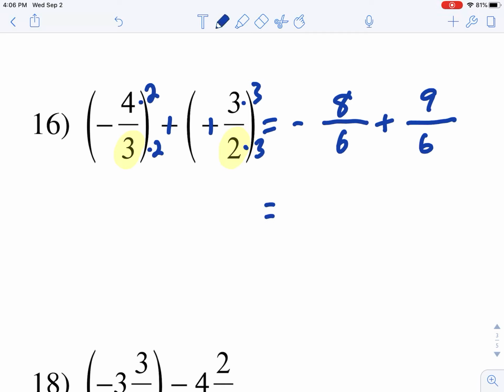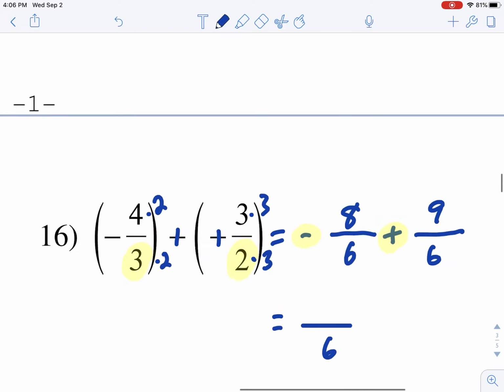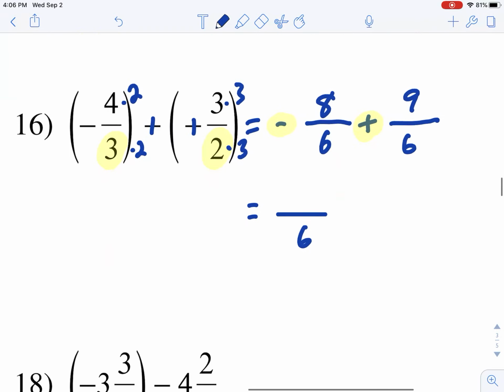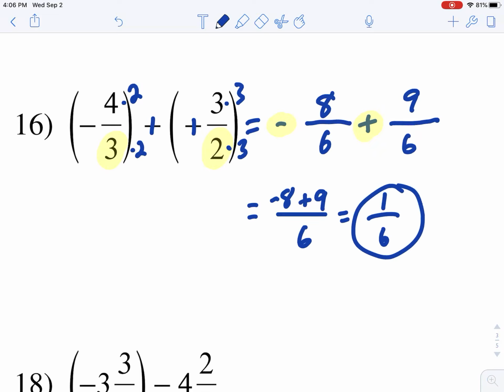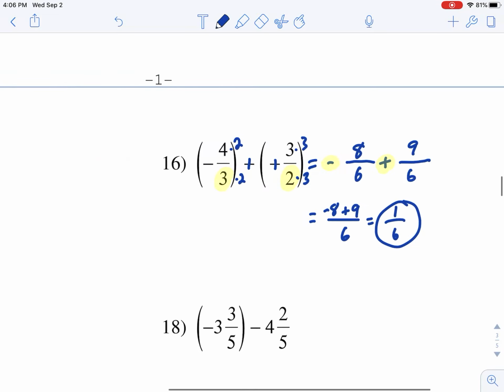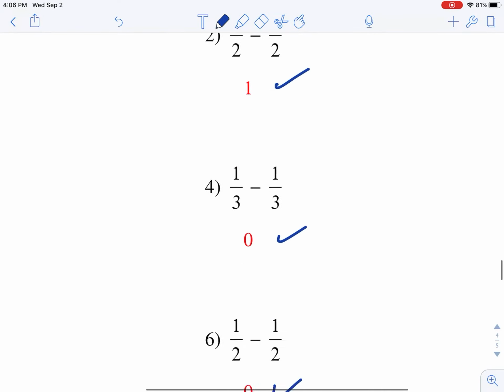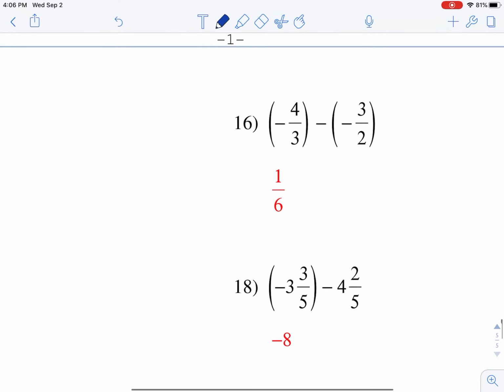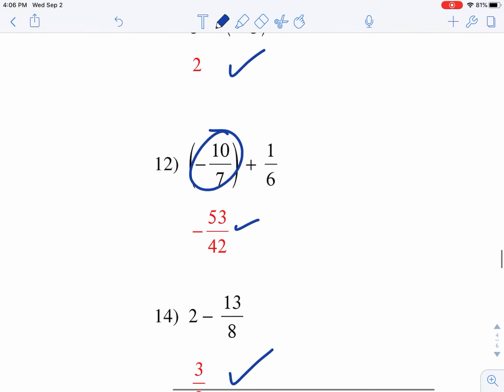Now that we've got this, we can find our answer. Of course, it's going to go over 6, the common denominator. Notice we have a negative plus a positive, so you want to think of this. Here, I'll write it down. I did this in my head in the last problem. I'll write it down this one. So think of this as negative 8 plus a positive 9. Negative 8 plus 9 is positive 1. 1/6 should be the answer. Scroll down number 16. And there it is.